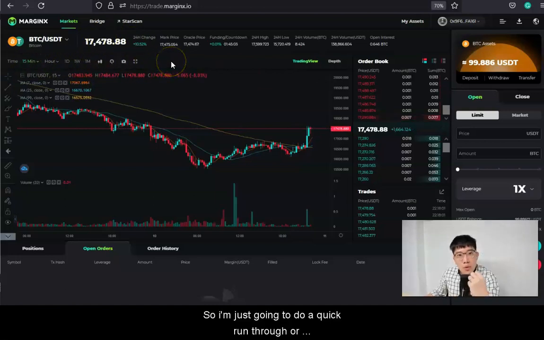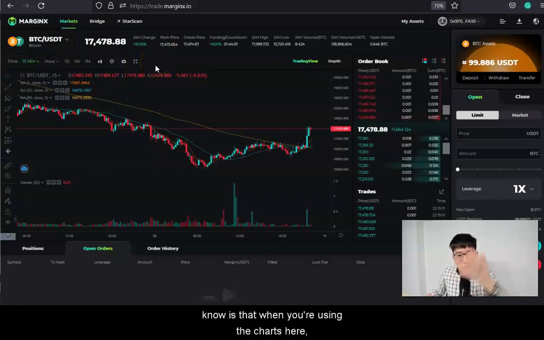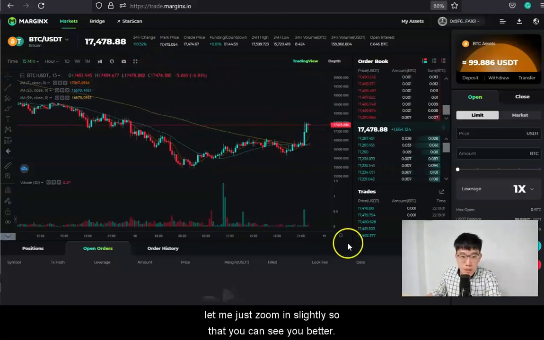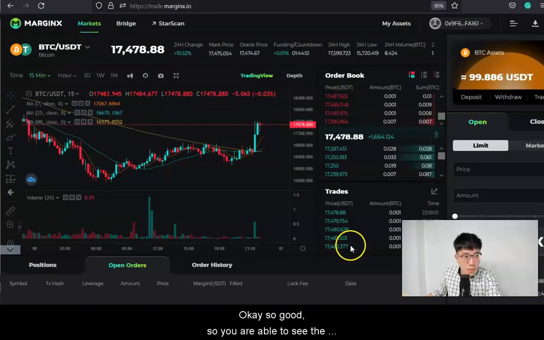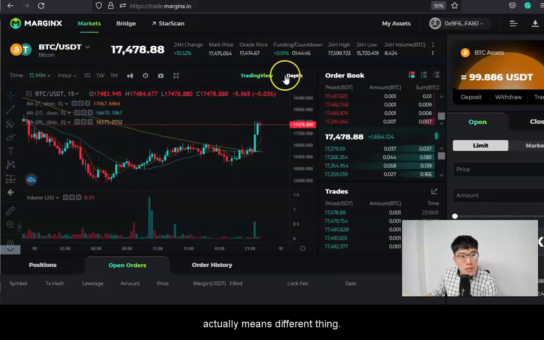So I'm just going to do a quick walk through on what the different buttons are and what they signify. Okay, so one thing that you want to note is that when you're using the charts here, let me just zoom in slightly so that you can see better. Okay, so good. You're able to see the charts better now, right? So different buttons here actually mean different things.